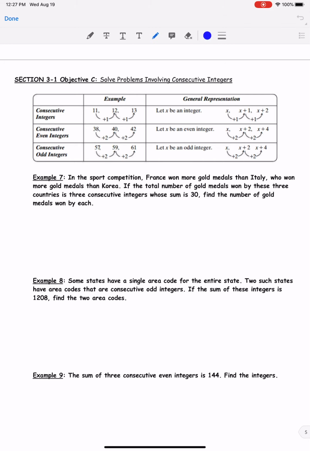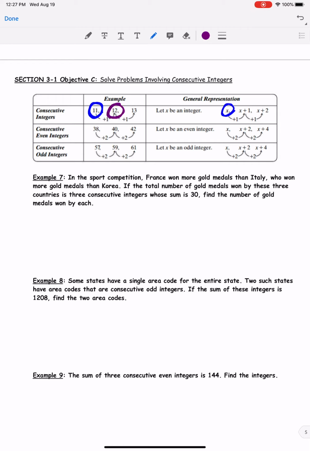So here, section 3.1, objective C, solve problems involving consecutive integers. So what is a consecutive integer? It's a number one right after the other. So the example that they give you is 11, 12, and 13. So if you start with 11 as your example, if your starting point's 11, we're going to call that x. Okay? So then the next consecutive integer is 12.